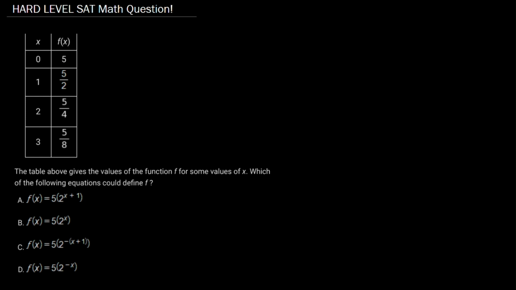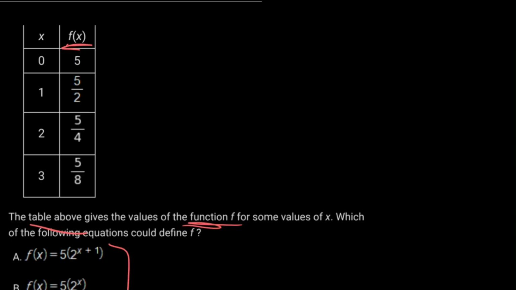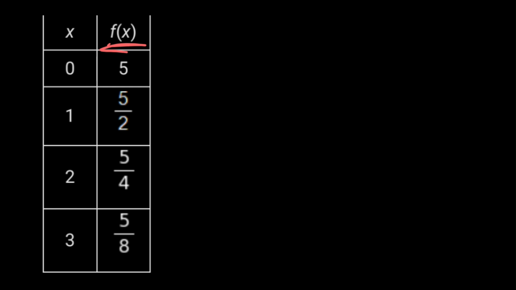Hey everyone, today we're back with a hard level SAT math question. Here we have the table above gives the values of some function f for some values of x. Which of these equations can define f of x? So the first thing that we're going to notice here is that we have a decreasing function, an exponential decay function.